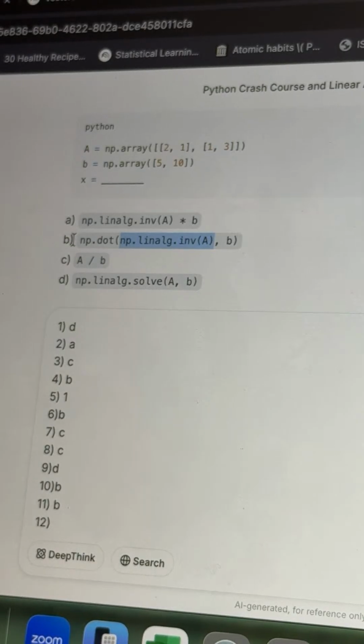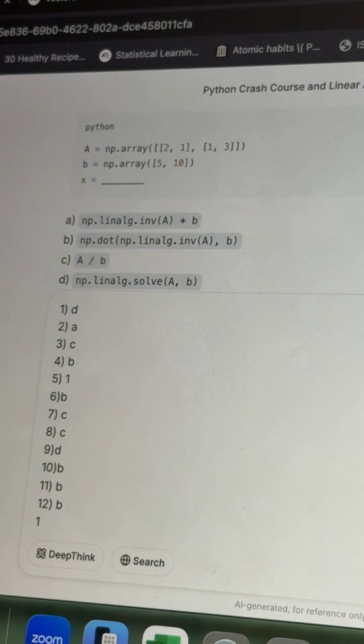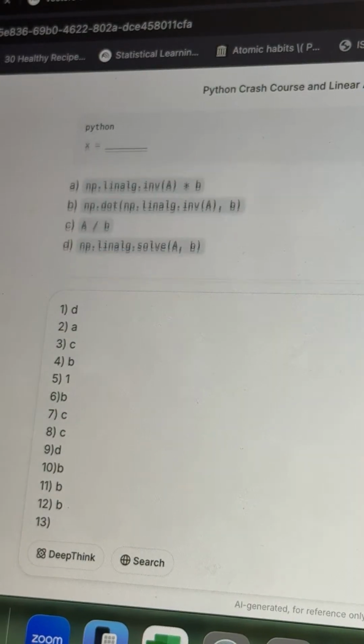I think it's B. Yeah, I think it's B. If I get it wrong though, that'd be crazy, because I'm so confident.